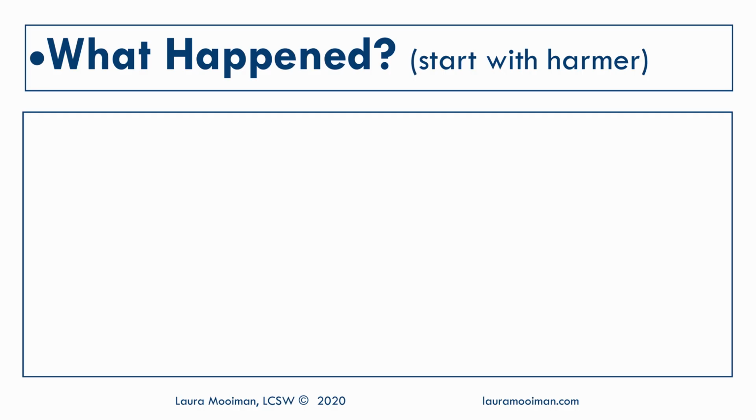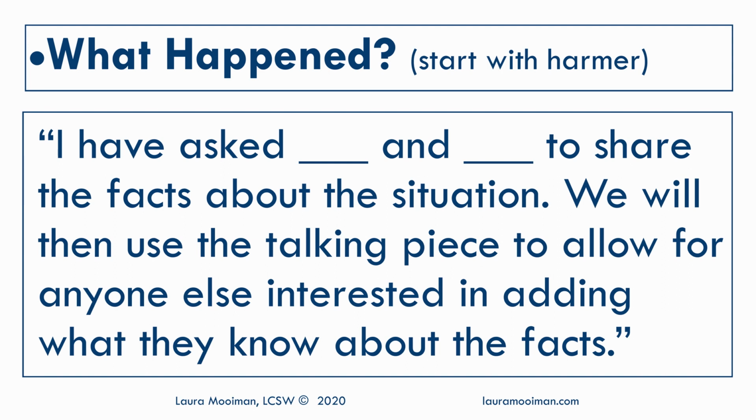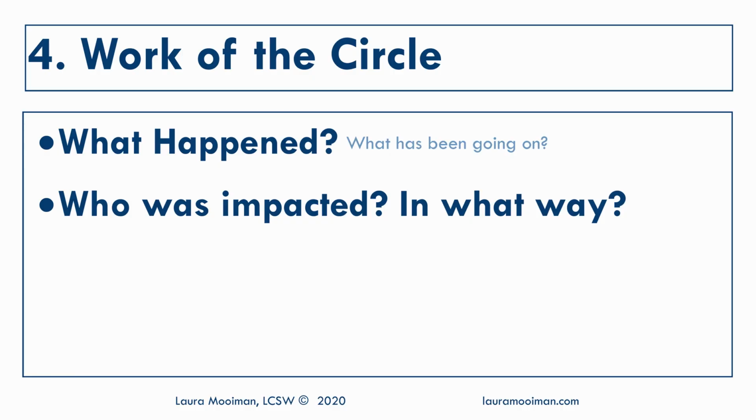There are a few ways you can ask what happened, depending on the situation. If this is a large group, you might want to say, I have asked so-and-so and so-and-so to share the facts about the situation. Then we'll use the talking piece to allow for anyone else interested in adding what they know about the facts. Again, start with the person who did the harm if you can. If it's a more generalized issue, you can start with the people who can articulate it well and prepare them in advance.